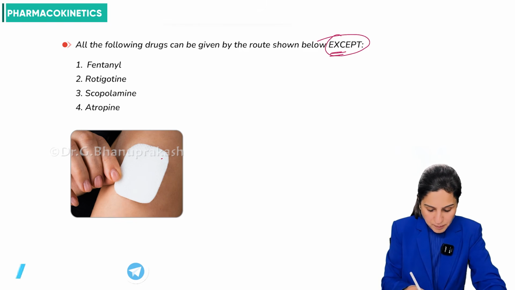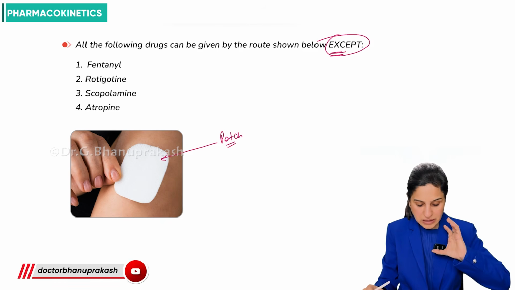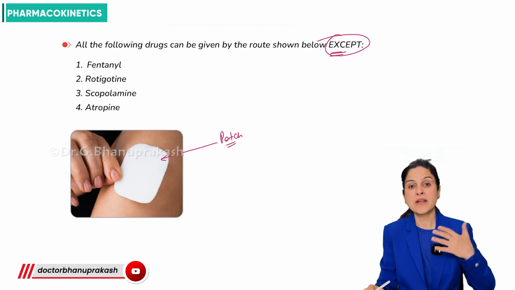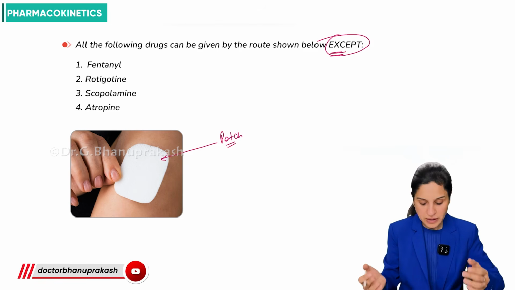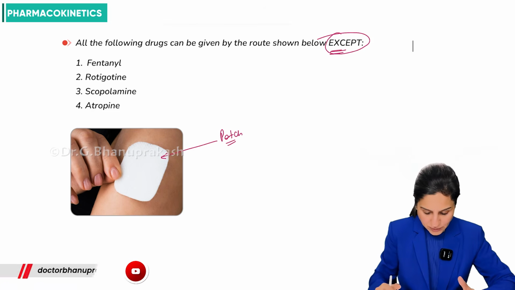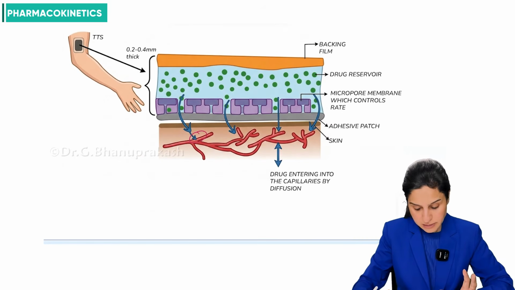This is a patch which is shown, right? So we can make out that this is a transdermal patch. The answer lies in knowing what patches are available in the market. Only then can we say which of the patches is not available. So first let's see what a transdermal patch is. This is the structure of a transdermal patch here.